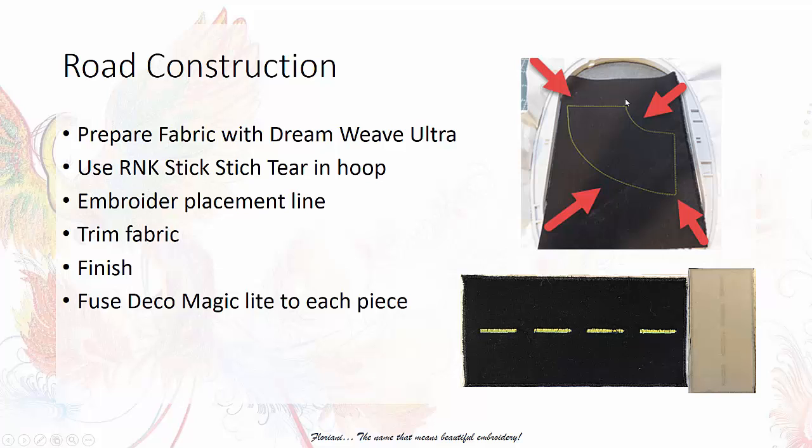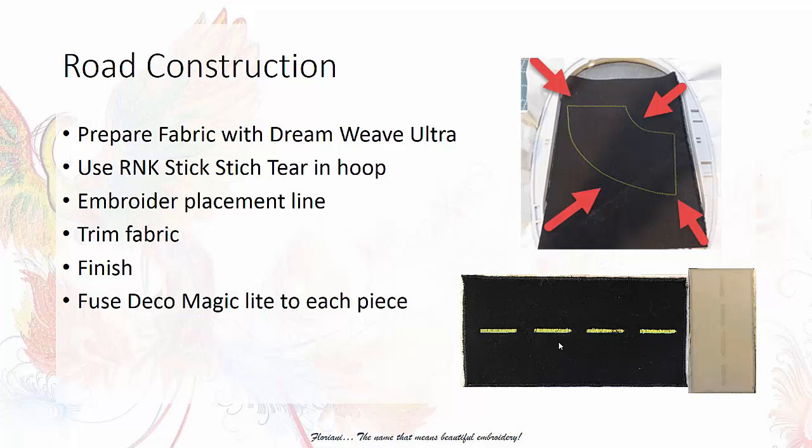And once I do that, you cut away the outside. Trim the fabric. Finish stitching it out, which is going to be the finished edge and your center line. Once you're done, remove it from the hoop, tear away the stabilizer, and then lay it on a piece of your Deco Magic Light.